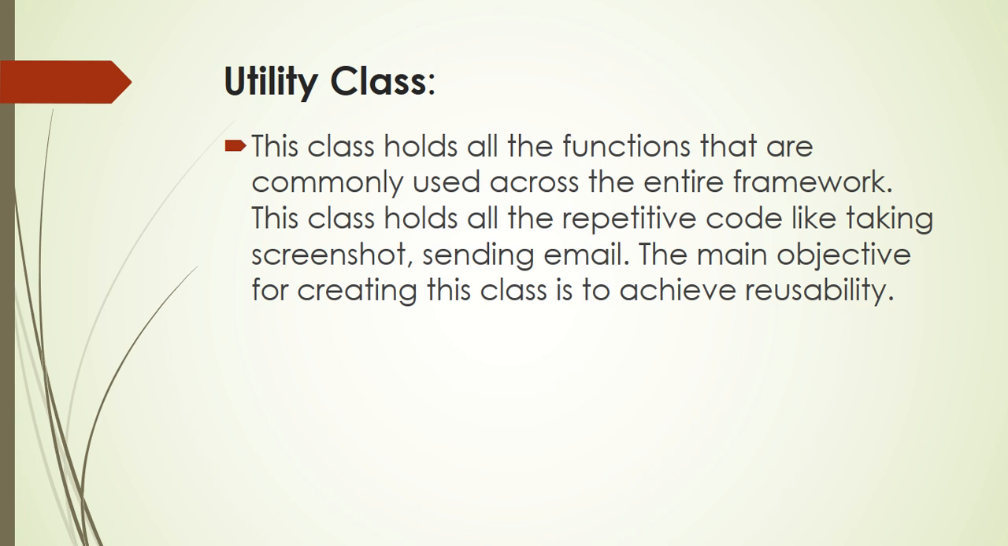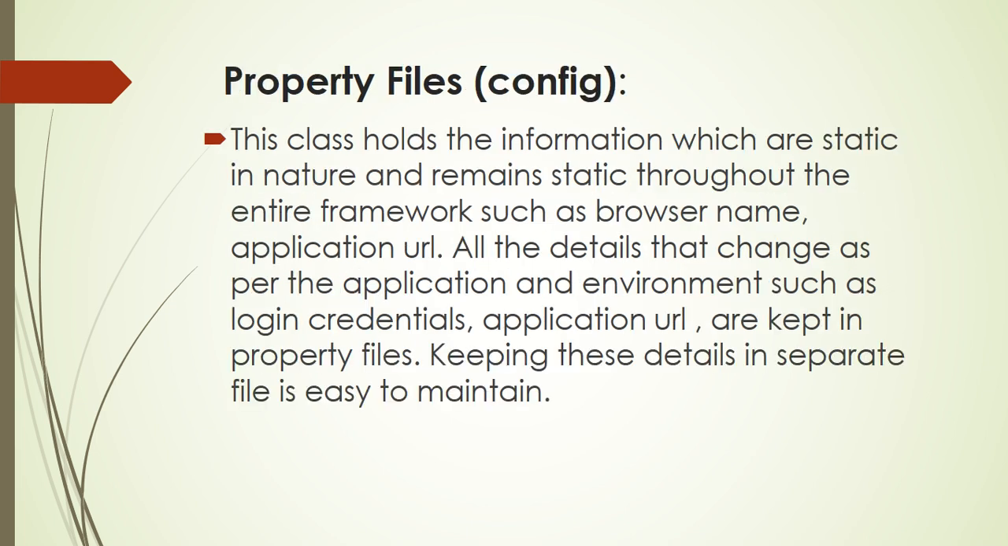Utility class. The utility class holds all the functions that are commonly used across the entire framework. This holds all the repetitive code, like taking screenshots, sending mail, performing click events, and other repetitive services that we want to use in our framework. We can keep them in the utility class. The main objective for creating this class is to achieve reusability of code, so the code is not redundant in the framework.